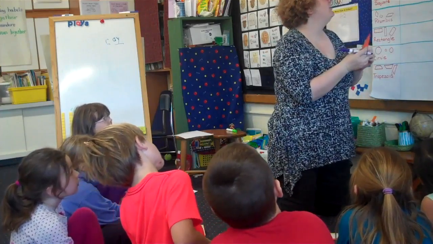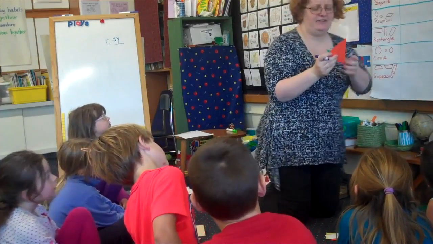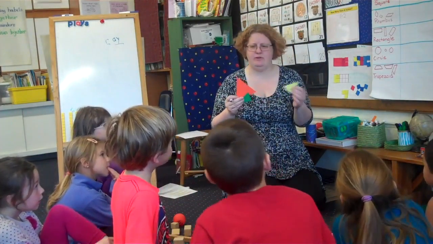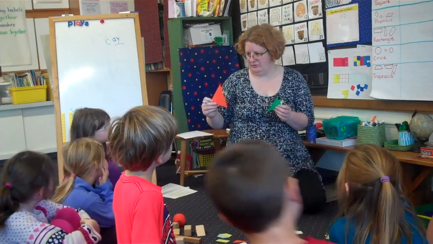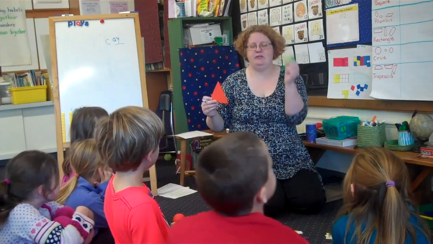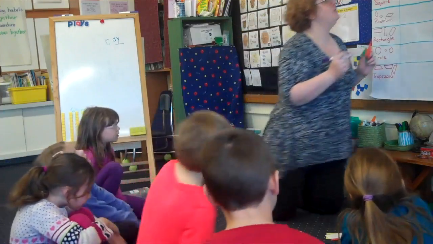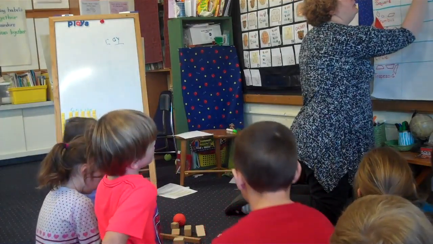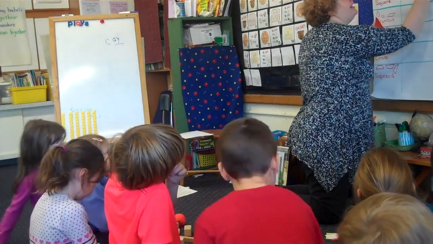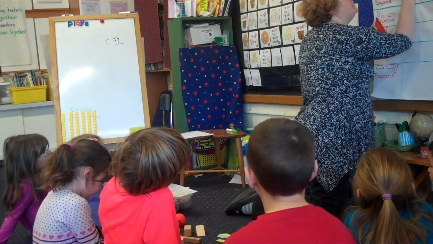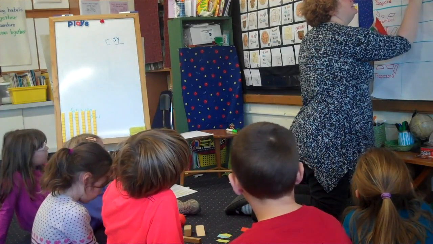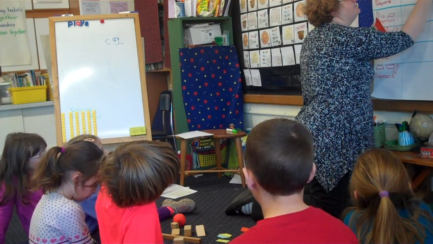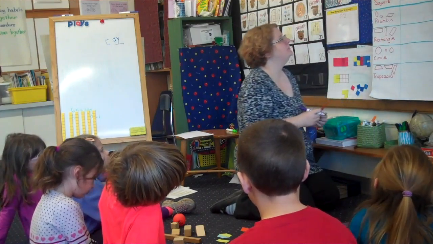So we have three vertices, three sides. Do the sides have to be equal? No. You sure? Those are equal. These aren't equal, but they're still triangles. Okay, so three sides, but they don't have to be equal. So I'm going to put that under defining, but not always equal. Right? Because sometimes they're not going to be equal.